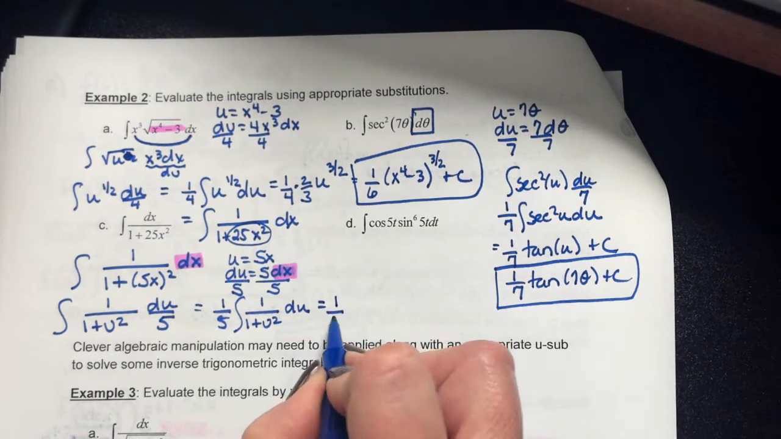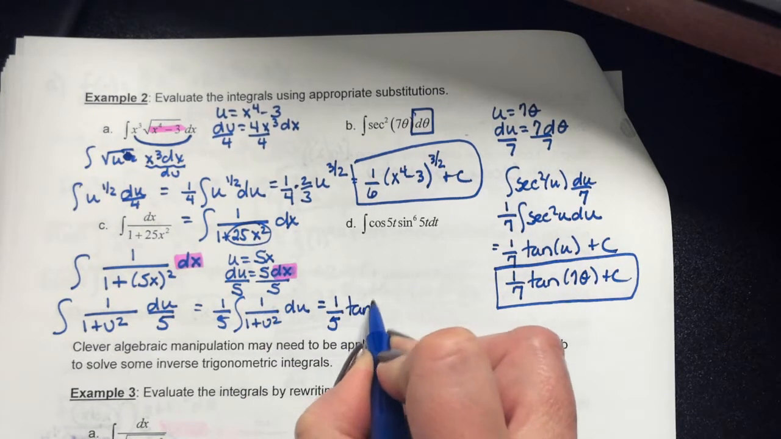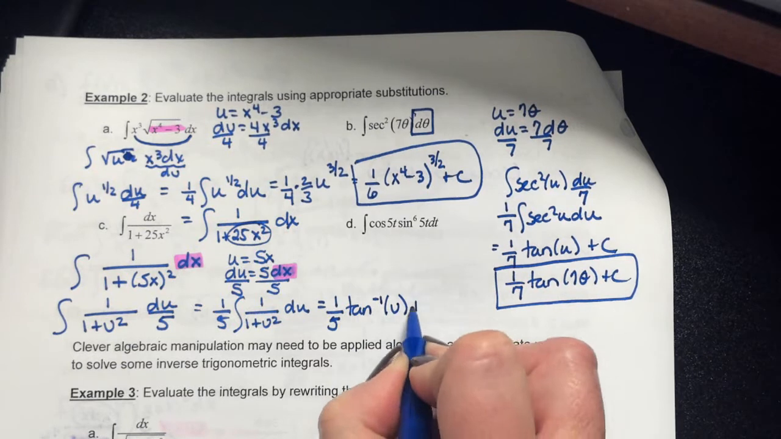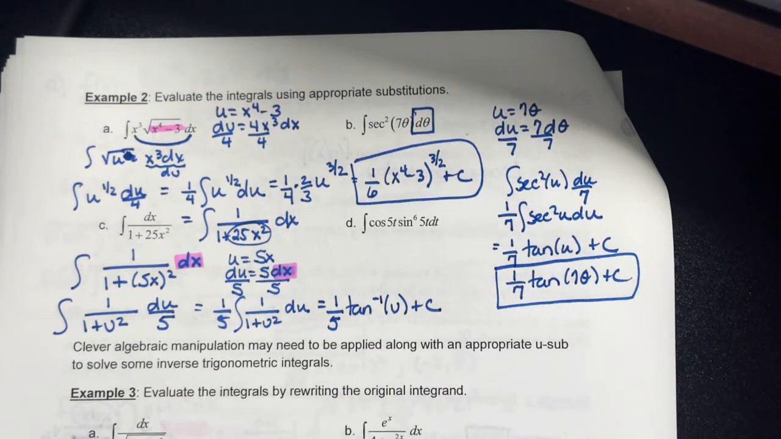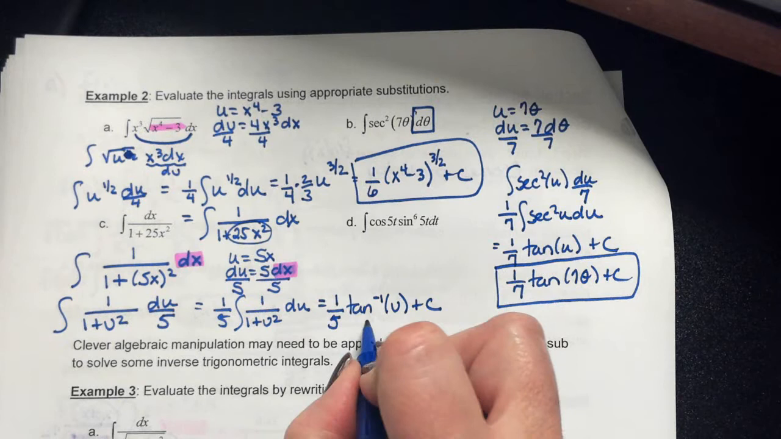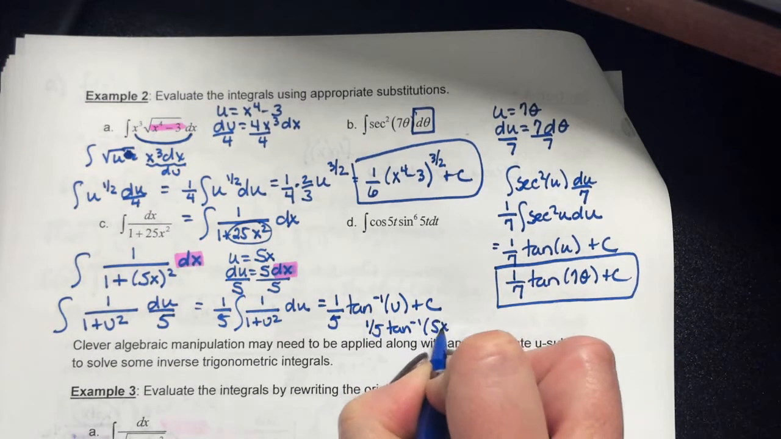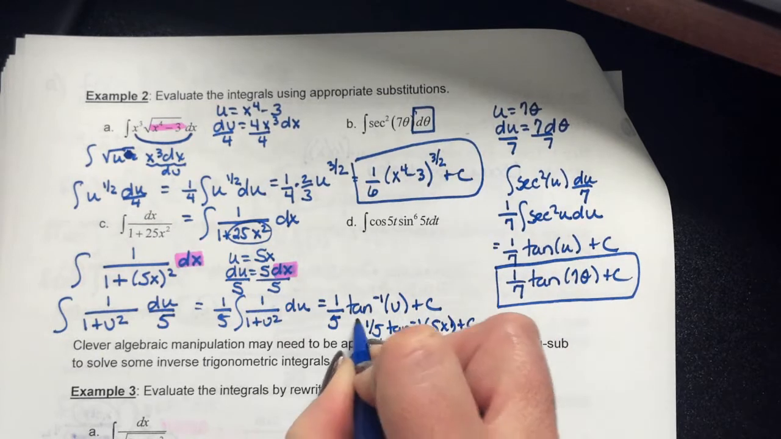Now, hopefully you recognize this. The integral of 1 over 1 plus u squared is going to be 1/5 times your inverse tangent of u plus c. And remind me again, what was u equal to? U was equal to 5x. So I have 1/5 times your inverse tangent of 5x plus c.